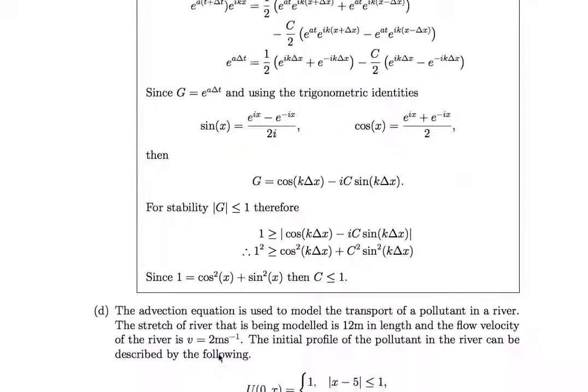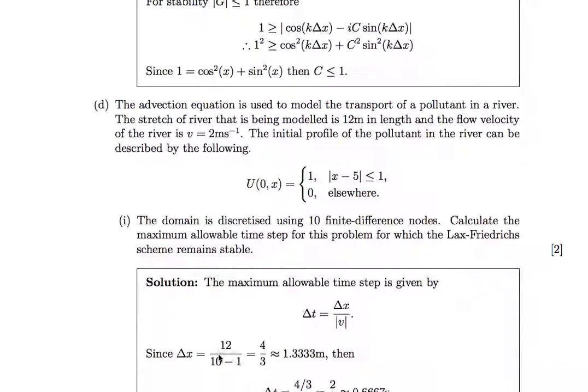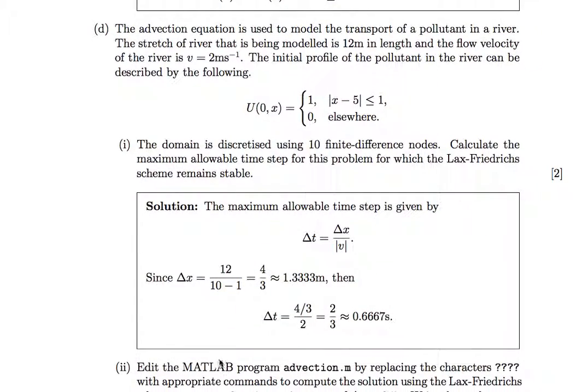Part D asks you to apply the Lax-Friedrichs scheme to solve the advection equation. Your domain is 12 meters in length with a flow velocity of 2 meters per second, and we have an initial profile given by this case statement. Where the absolute value of x minus 5 is less than or equal to 1, we have an initial value of 1, else it's 0.